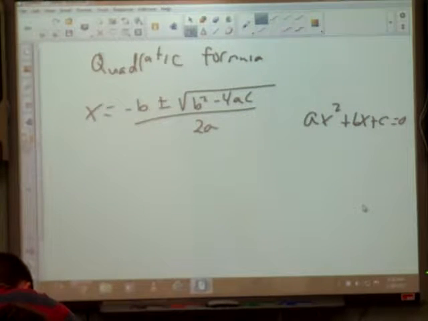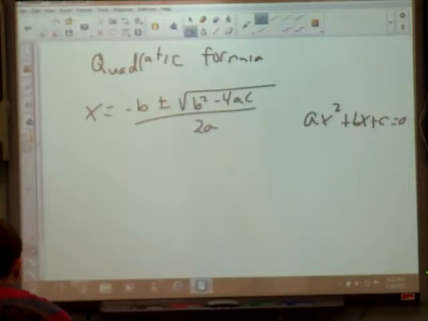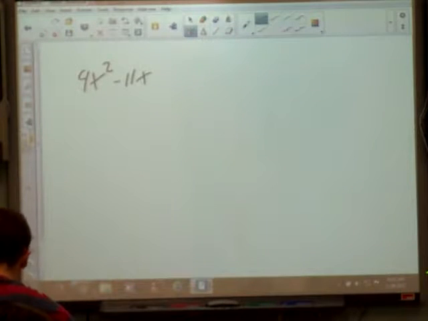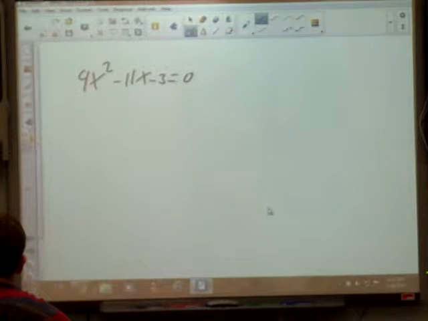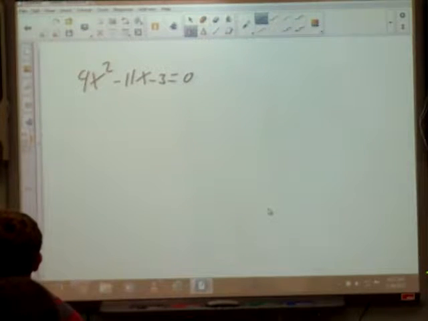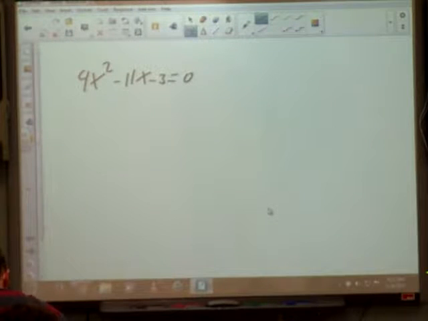All right. So I got what we need on that page, so I can throw us a new page and do a problem. I got 4x squared minus 11x minus 3 is equal to 0. Directions just say to solve. So remember, we can have no solution, one solution, or two solutions. We talked about that yesterday. This is set equal to 0, so there's no preliminary work to do on it. It's already ready, set equal to 0.